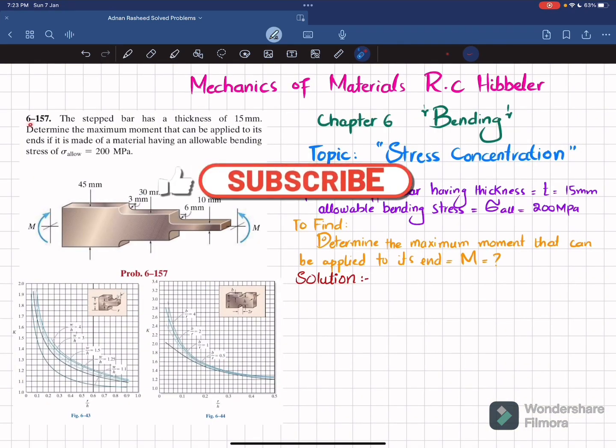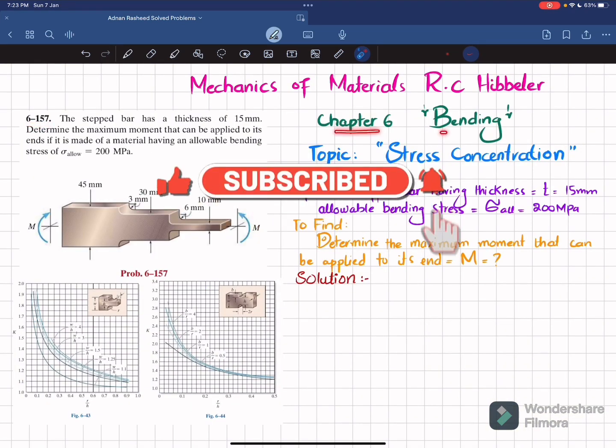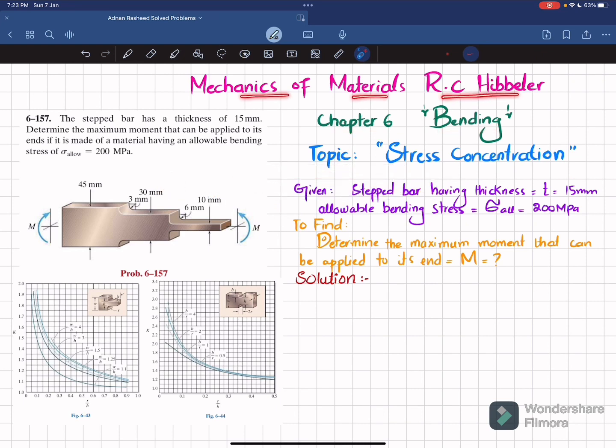Welcome back. Problem 6-157. This problem is taken from chapter number 6, that is bending, and the book is Mechanics of Materials by R.C. Hibbeler. And the topic which we are covering is stress concentration. So the statement is: the step bar has a thickness of 15 millimeter. Determine the maximum moment that can be applied to its end if it is made of material having an allowable bending stress of 200 megapascal.